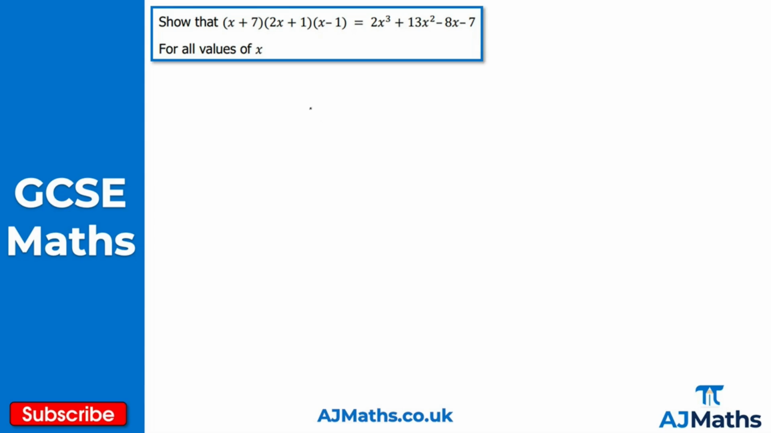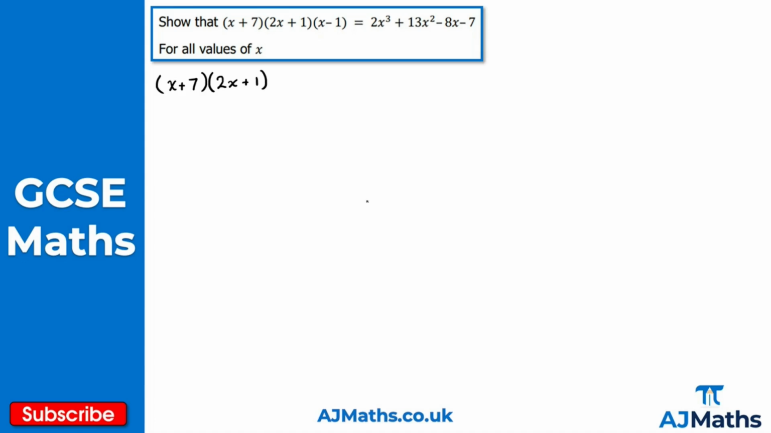So to begin with here, if I take my first two brackets and multiply those together, so x plus 7 times 2x plus 1. Obviously, the good thing about this question is we know what we should be getting here for our solution. If we get something different to that, then obviously we just need to reevaluate our working.